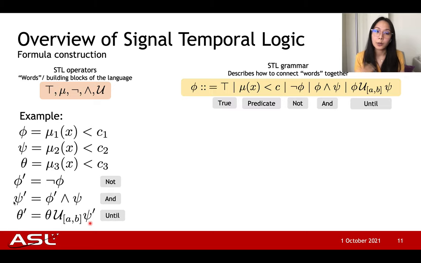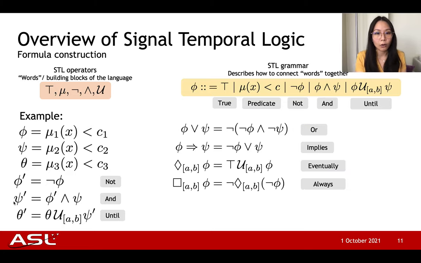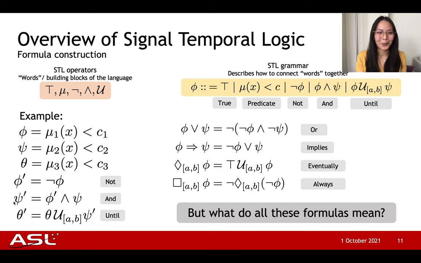And we can continue this process. We can continue creating new STL formulas and combining them with other STL formulas using the grammar shown on the top right. In fact, we can derive other commonly used temporal and logical operations, like the or, implies, eventually, and always operations, just by using that grammar. And so the idea here is that using these building blocks and the grammar, we can build arbitrarily complex STL formulas. But then the question is, what do all these formulas mean? Right? We can combine them however we want, but what is the meaning behind each of these operations?